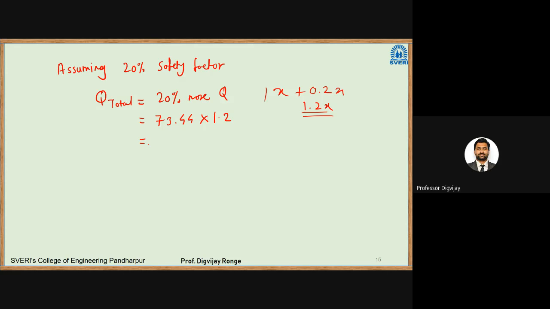Okay, I have two answers. I will take Akshay's answer. So that is 88.12 kilowatt hour per day. Okay, so this will be your Q total.